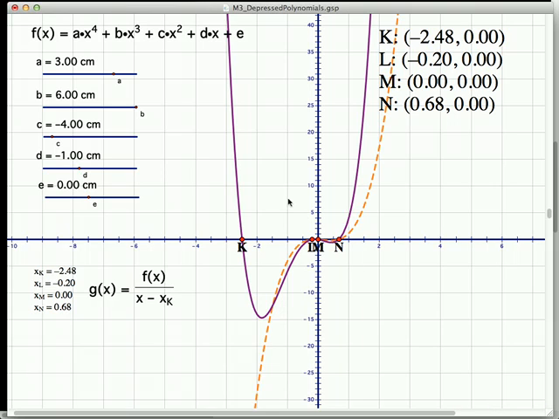Question, comment? Did you write that formula down? No. Oh, we're good.